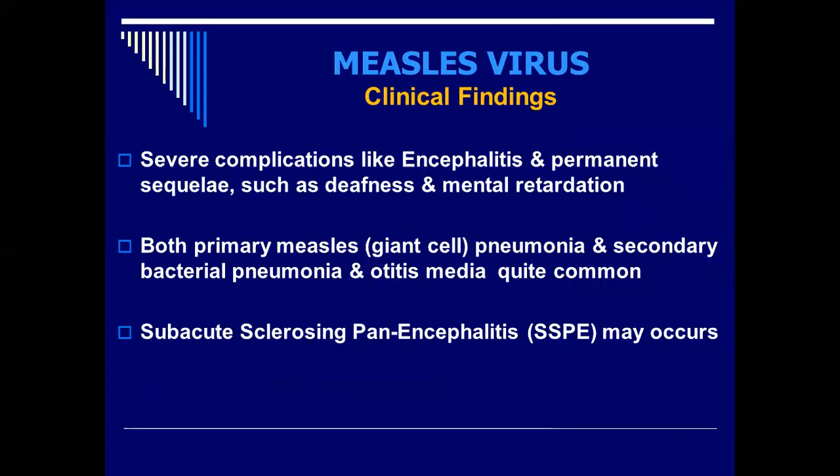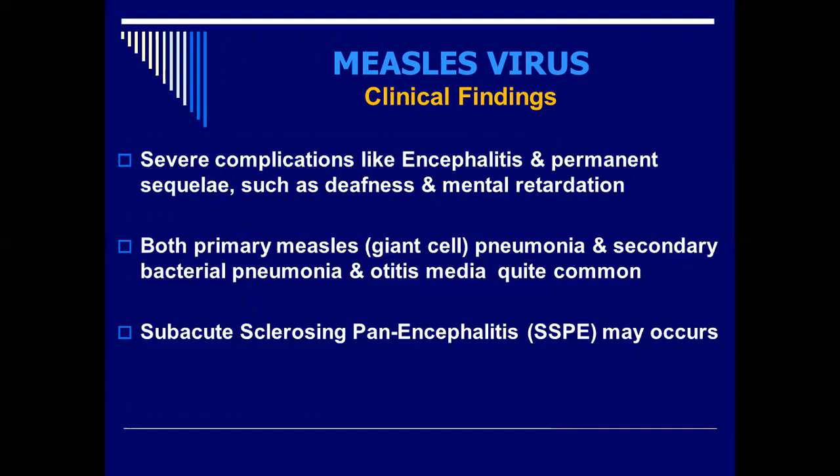Severe complications of the measles include encephalitis and permanent sequelae such as deafness and mental retardation. The deafness and mental retardation are because of the involvement of the spinal cord. Both primary measles, which appears in the form of giant cell pneumonia, and secondary bacterial pneumonia, along with otitis media, which occurs as a referred infection, are quite common with this measles virus.